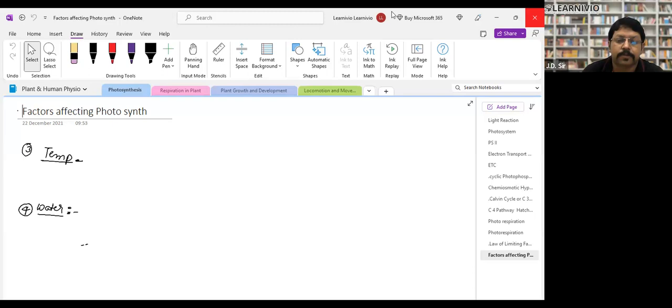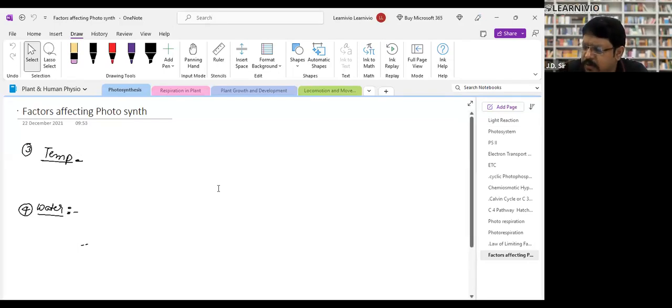So, yes, ma'am. We have to write something here. If you want, you can. It is already there in your NCERT. If you want, you can. Okay, sir.